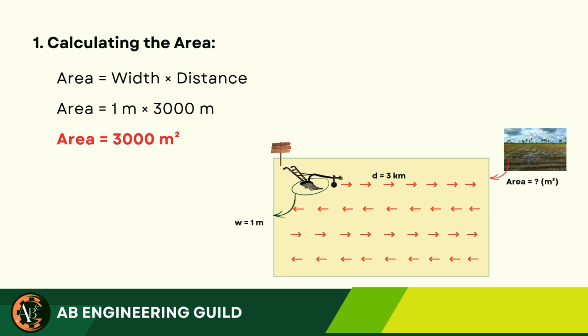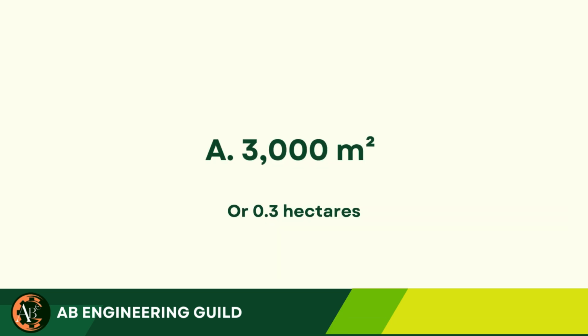To find the total area plowed, we simply multiply the width of the plow by the distance traveled. That's 1 meter times 3,000 meters, which equals 3,000 square meters. So, the farmer has successfully plowed a total of 3,000 square meters of land.